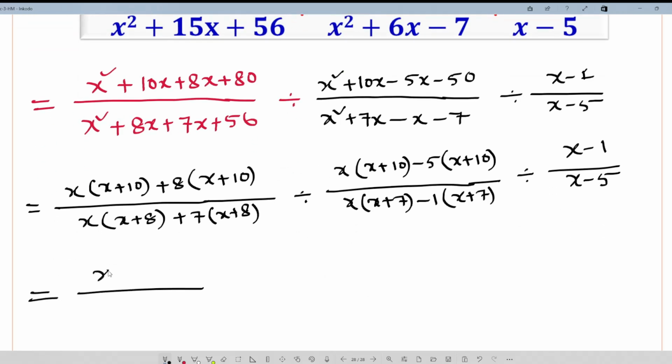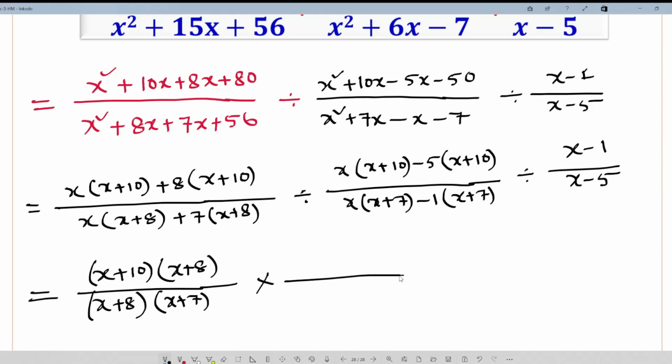So here is x plus 10 common, so x plus 10 times x plus 8, again x plus 8 times x plus 7. So we can do one thing. Here is division sign, we can use product sign. So here is x plus 7 times x minus 1.